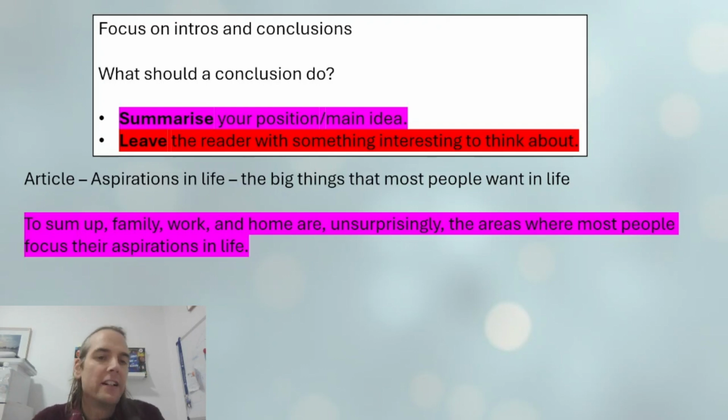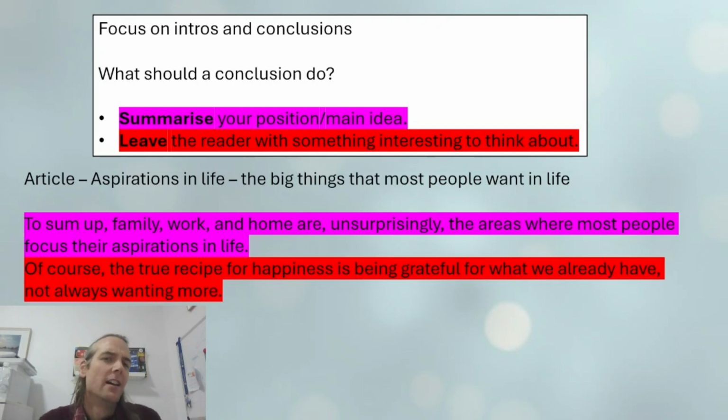But we're not just going to finish with that. We're going to add a little bit to show a bigger understanding, to show our range of vocab and grammar, all those things. Of course, the true recipe for happiness is being grateful for what we already have, not always wanting more.